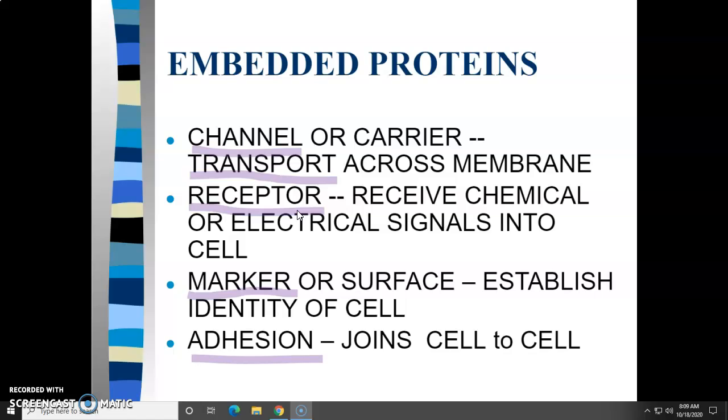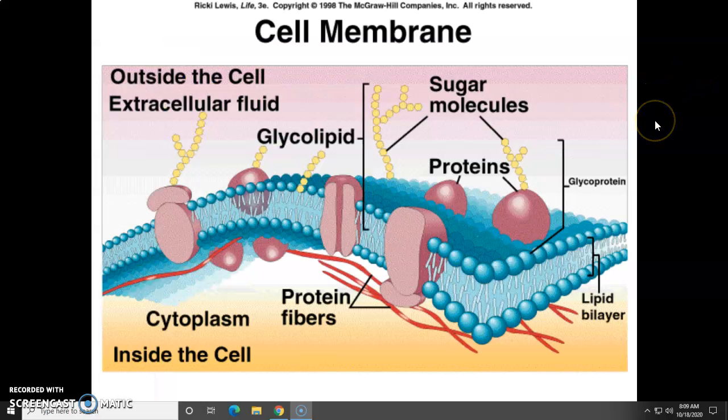And you need to add D. Those are adhesion proteins, and they help join cells to make tissues to make your organs. Adhesion, add it for D, please, and they join cell to cell. So you can stop this again and write these down.